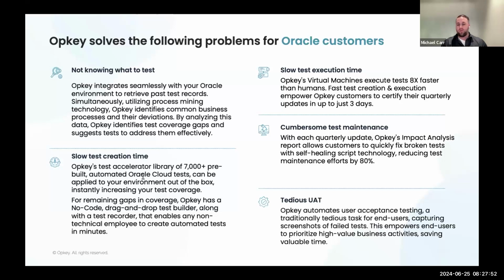So by taking test discovery, mining test cases, and spitting out more suggested test cases, it really just leads to more test coverage. Transitioning to the accelerators. In that first slide at the beginning, we have over 30,000 accelerators across a wide variety of different applications. Specifically for Oracle, we have more than 7,000.